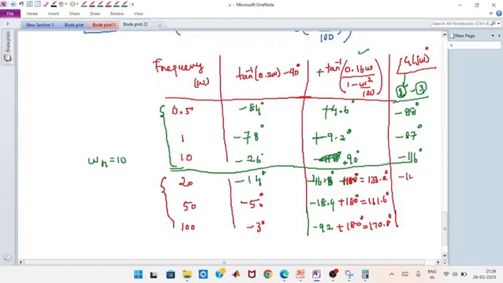So the final answer is minus 148 degrees, and here the answer is minus 168 degrees. Here the answer is minus 174 degrees. I hope you are able to follow this.